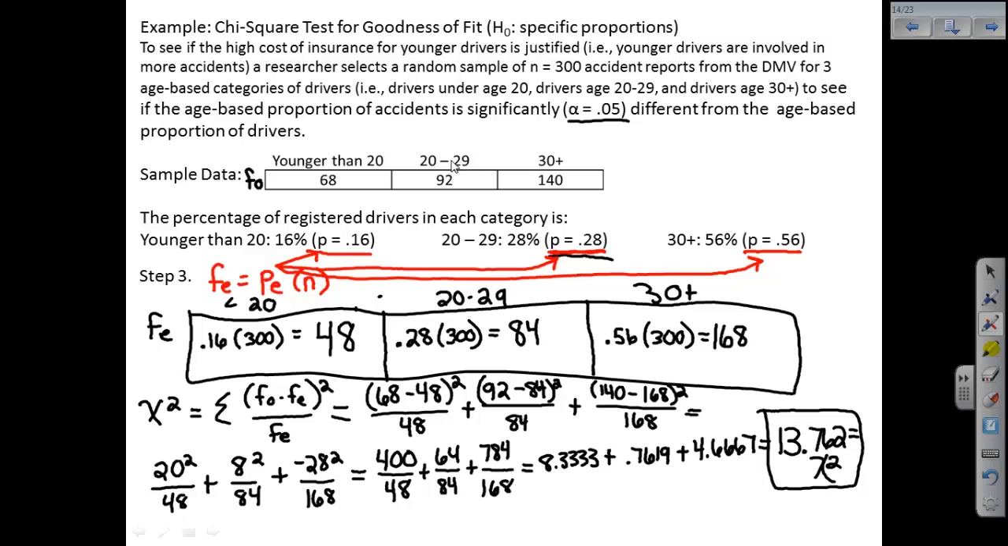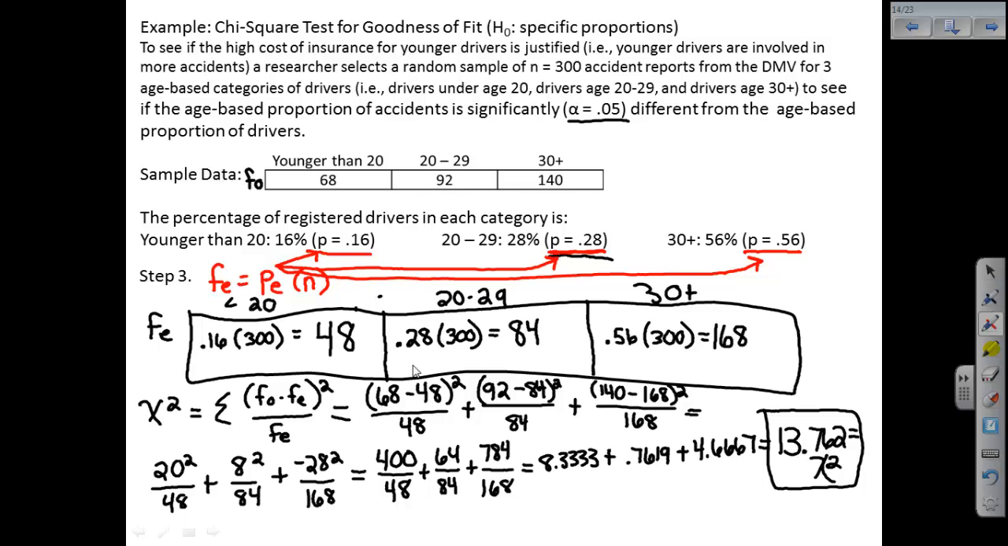So drivers younger than 20 and drivers between ages of 20 and 29 actually have more accidents than what you would expect to see just due to chance in the population. So regardless of which pairs have significant differences between frequency observed and frequency expected, we know that the high cost of insurance for younger drivers is likely justified. They are overrepresented in the accident havers compared to their representation in the drivers at large.